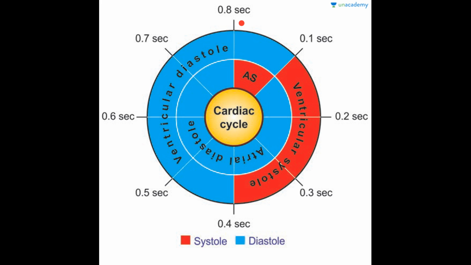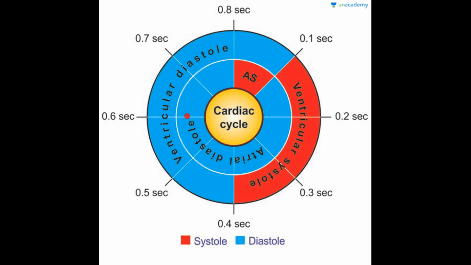And there are two terms which are systole and the diastole. Now systole means contraction while the diastole means relaxation. So when the heart is in contracted state we say it to be systole condition, and when the heart is in relaxed position then it is said to be in the diastole condition.